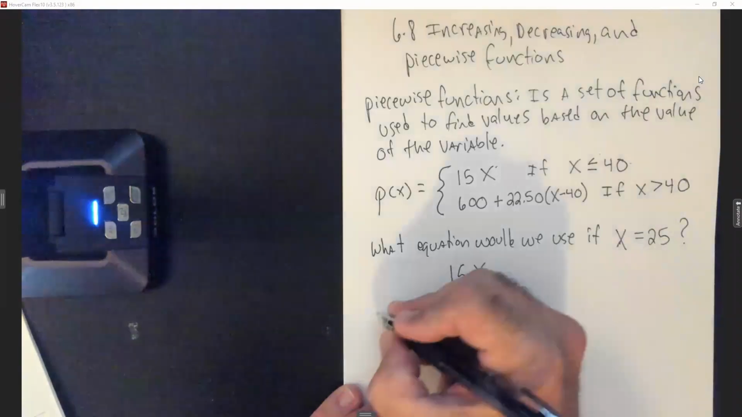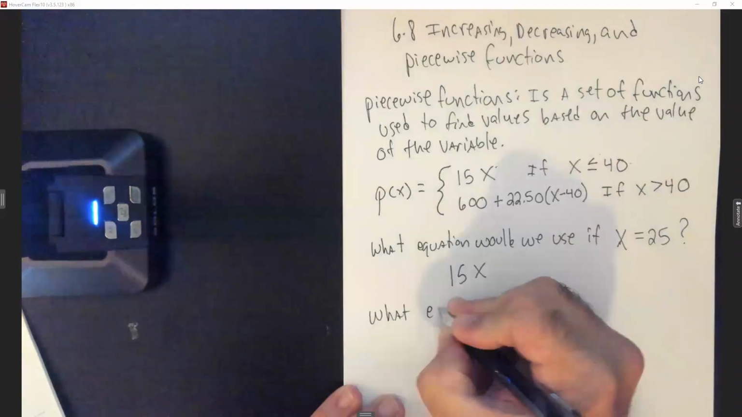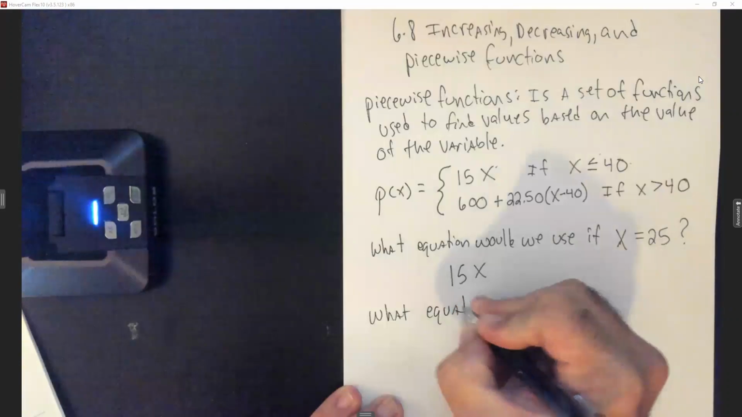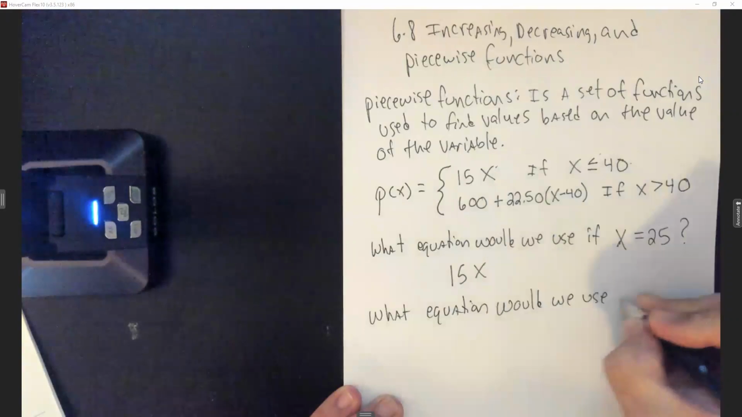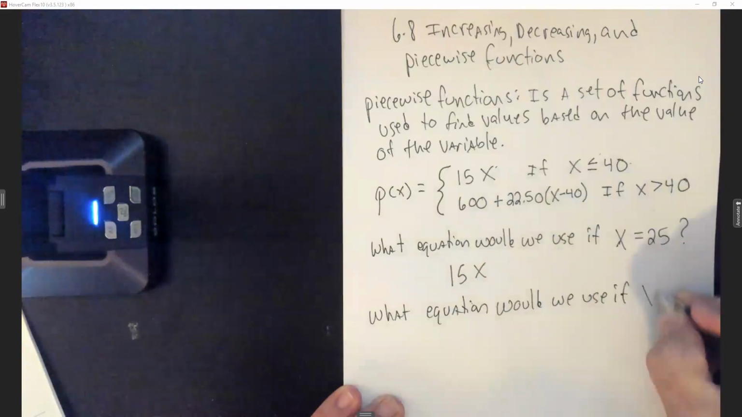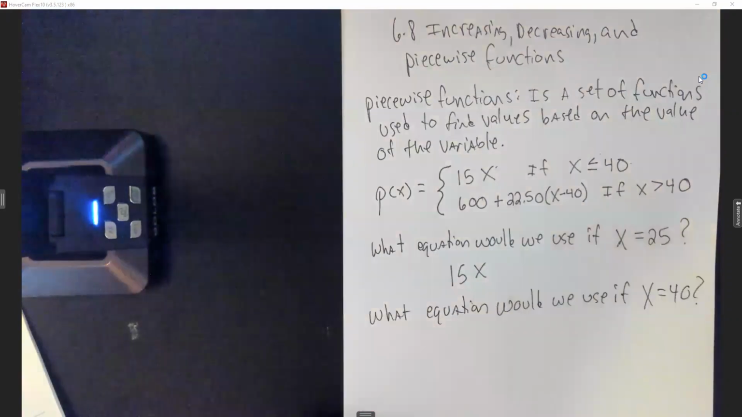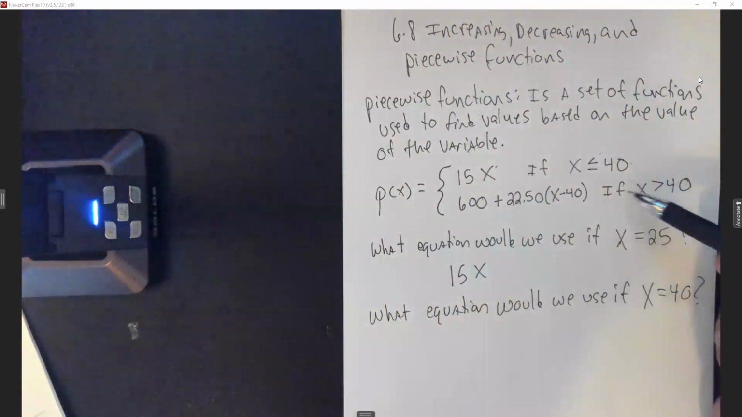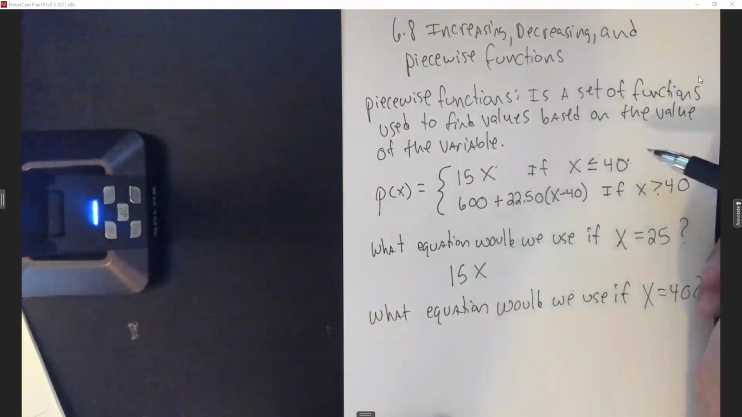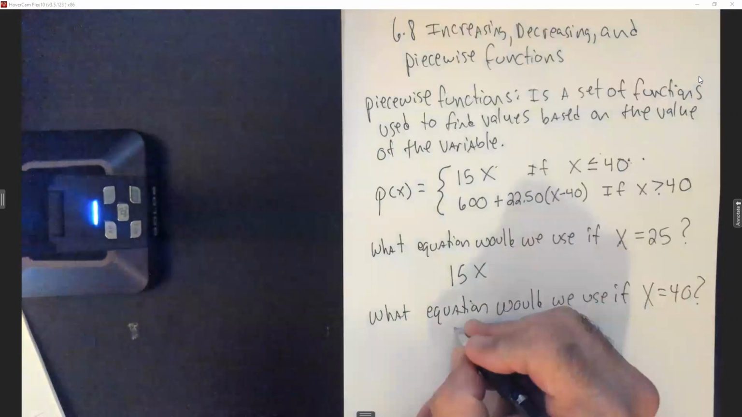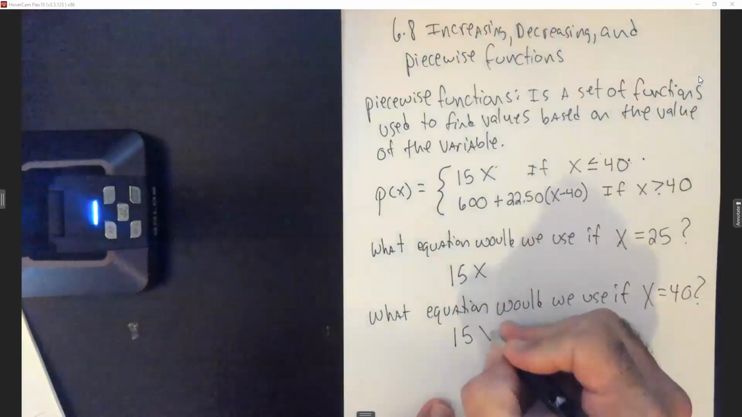So one more question on that one. What equation would we use if x equaled 40? You know, the same thing, I look at my domains up here. This one said x had to be greater than 40. This one says x is less than or equal to 40. So once again, I would have to use the equation 15 times x.